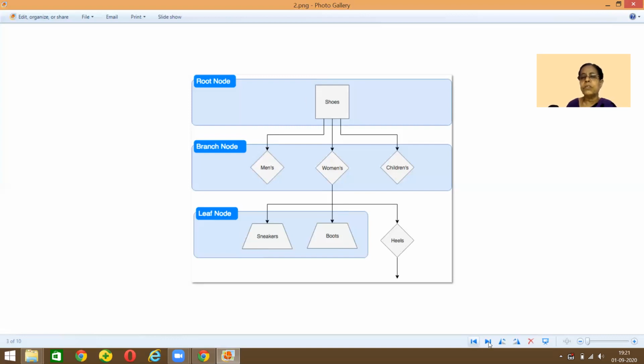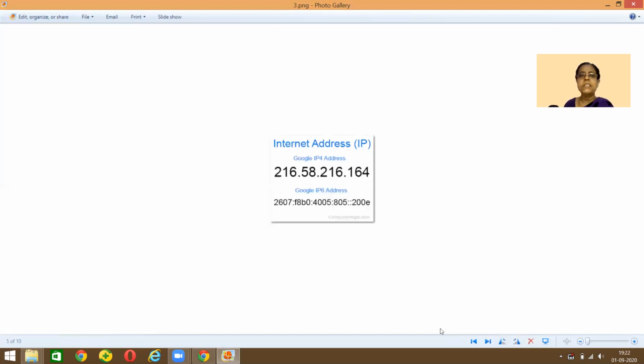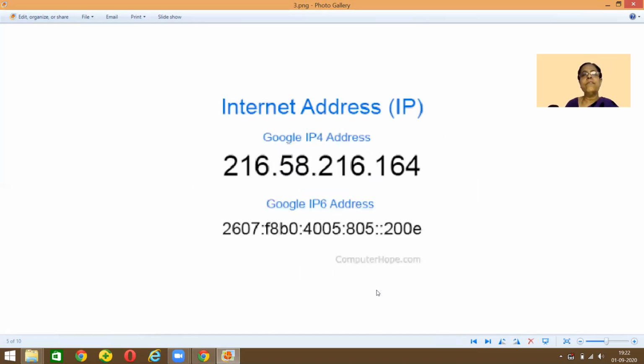So I'll show you another picture of the node. You can see all these are the nodes. Each computer is called a node. Then each computer has an address. This address is called the IP address. They are denoted by numbers. You can see this is the IP address which has only numbers. Each computer will be denoted by an IP address, which is denoted with numbers. IP means Internet Protocol. So each one has a number.